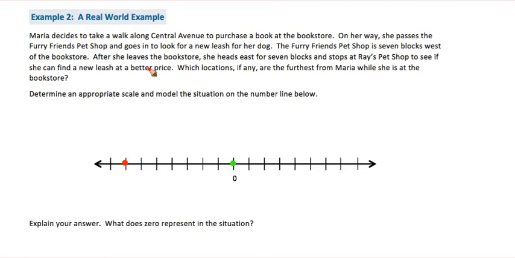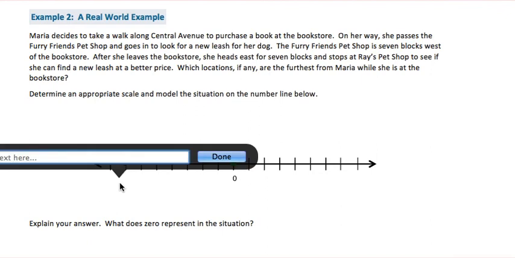Then it tells us after she leaves the bookstore, in the middle of our graphing, it's important for us to label what these points represent. Otherwise, we are not going to be able to complete the full exercise. Our red point was the Furry Friends pet shop.